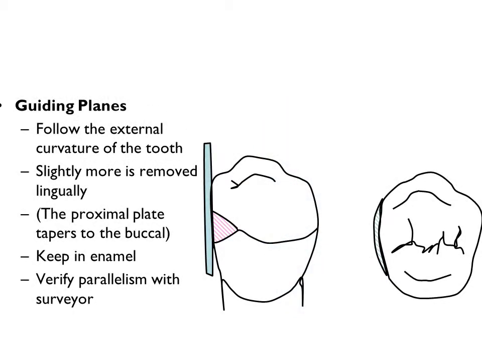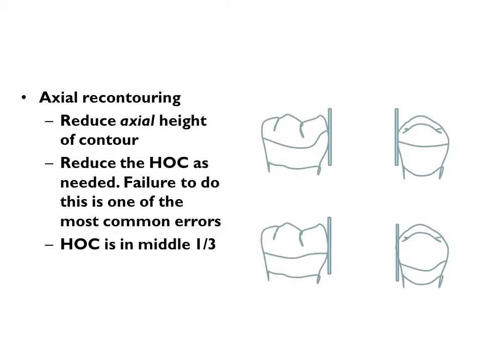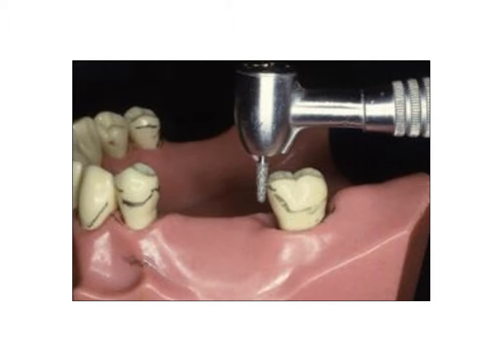For the tooth preparation exercise, please use your Typodont. To begin, survey the Typodont. Mark the heights of contour. Make the necessary guiding planes, axial contours, retentive areas and rest seat preparations, as shown in the illustrations.